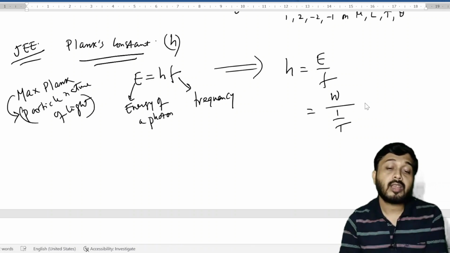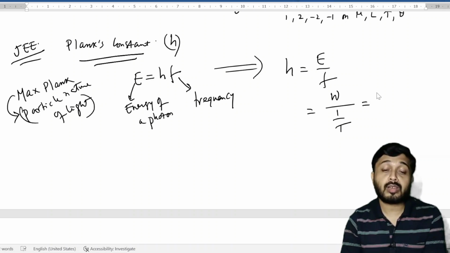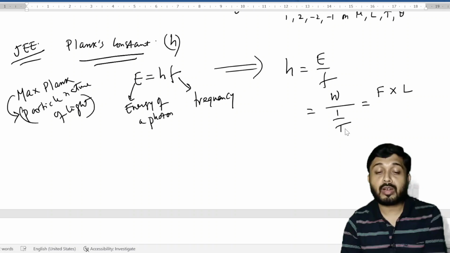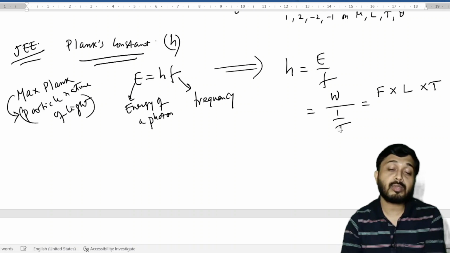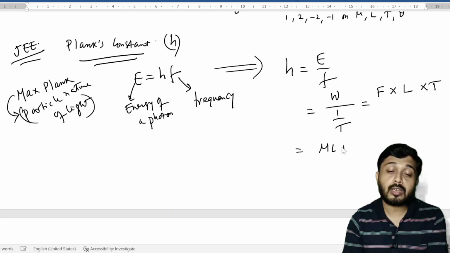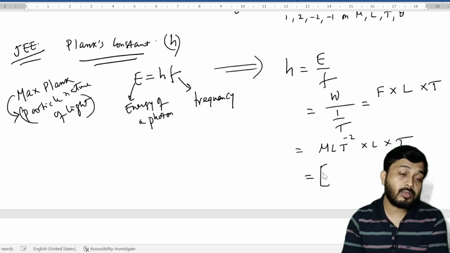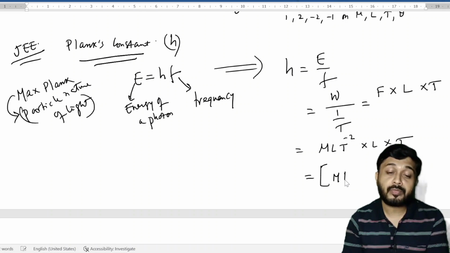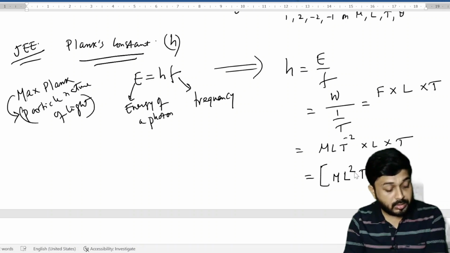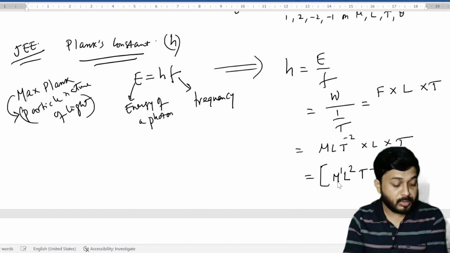By time. All right, in place of W or work done, we can write F into L, force into the displacement, and 1 by t is getting as t in numerator. So in place of F you write the dimension for force, M L t to the power minus 2, into L into t. So finally the dimensional formula for Planck's constant is coming out as M L square t to the power minus 1, or M to the power of 1 you may also write.